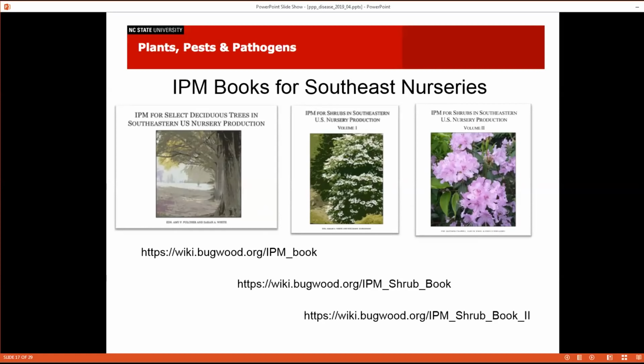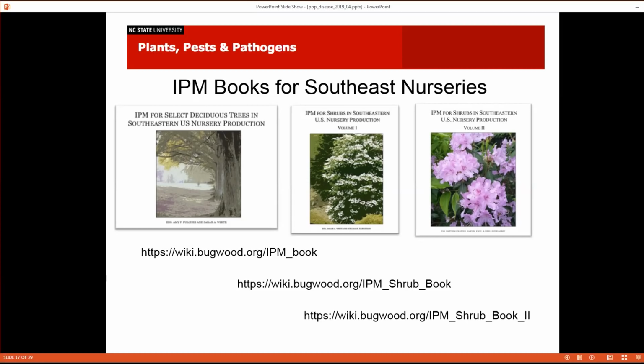I wanted to mention these resources here. They are for nurseries, so not all the recommendations, particularly the chemical recommendations, will be useful for homeowners that you're dealing with. But they do have a lot of good information about different diseases and pests, including tables. Didn't have for dogwood, but for example, for rose, I'll show you in a moment, tables of cultivars that are resistant to certain diseases. There are three of them, all available on the internet, all free.